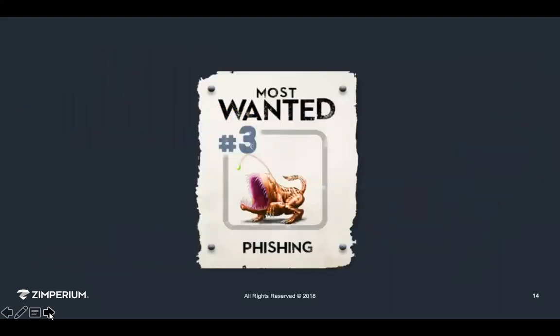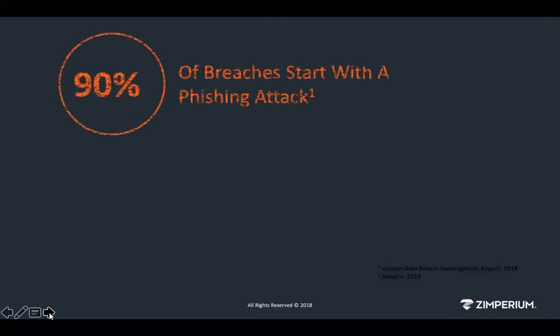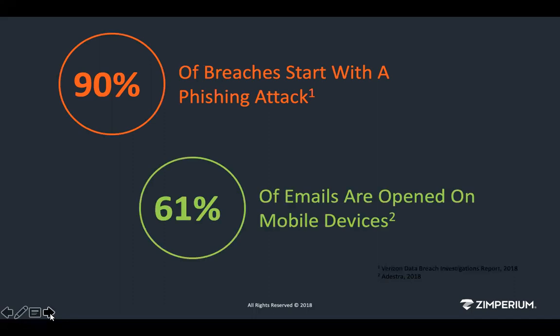Let's shift over a little bit. Let's go to number 3, phishing. Mobile phishing is a real issue. It's a huge issue. Just to tee this up for you, according to Verizon, 90% of breaches start with some form of a phishing attack. Well, two-thirds of email is read on mobile.